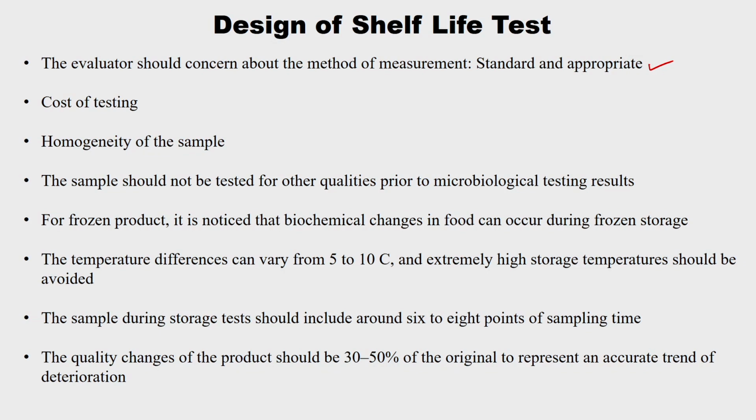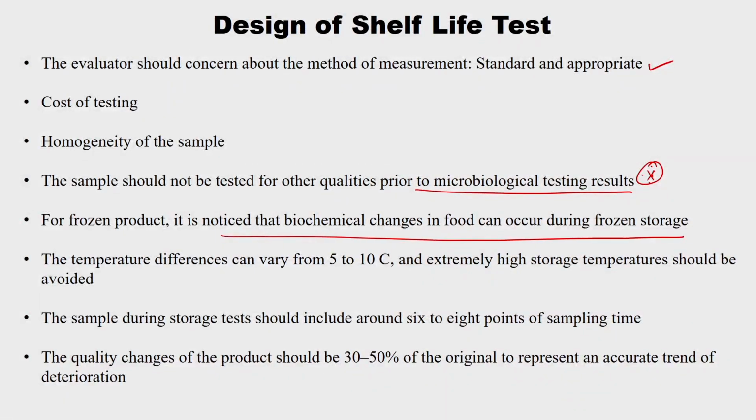right. So, the homogeneity of the sample also has to be taken care of, and the sample should not be tested for other qualities prior to microbial testing results. This is very much important. For example, if we go for sensory analysis before microbiological testing, that may hamper, right. Like if the product is processed for certain microbiological conditions or microorganism count, then that has to be checked first and ensured it is under the limit, then only we can go for sensory analysis.